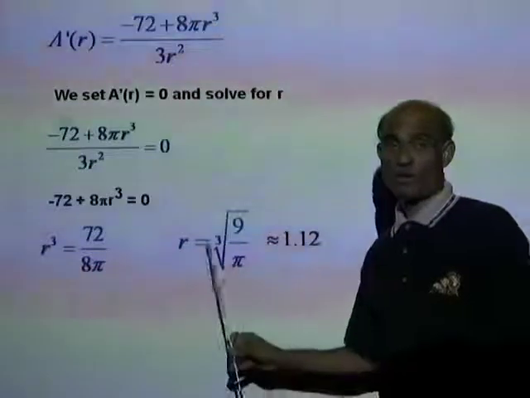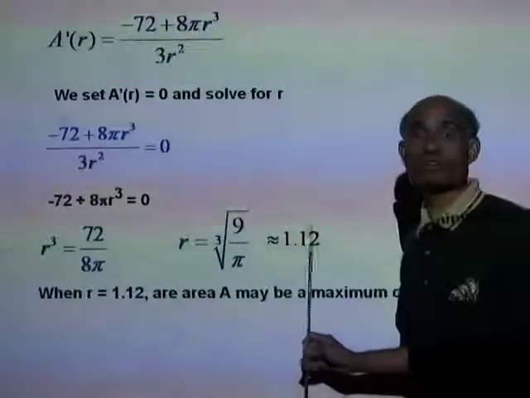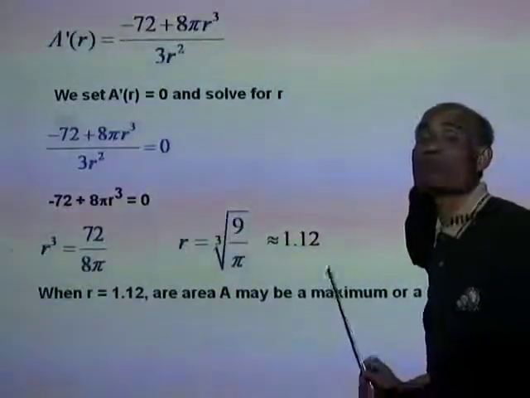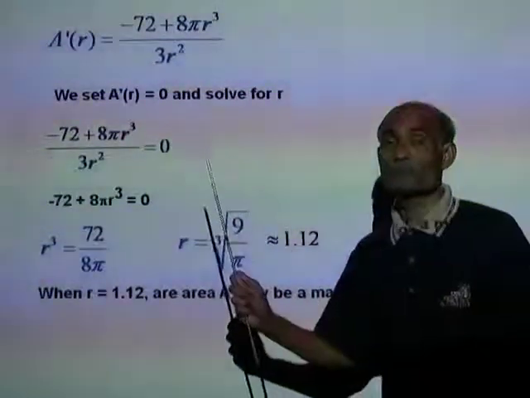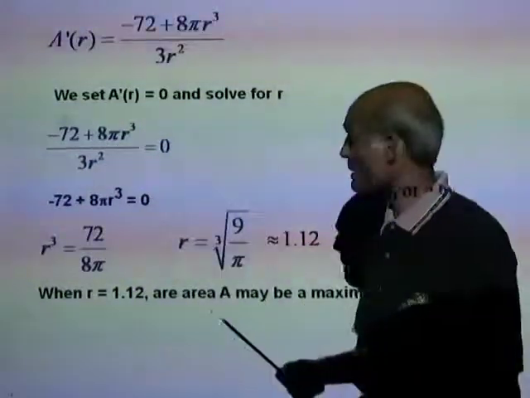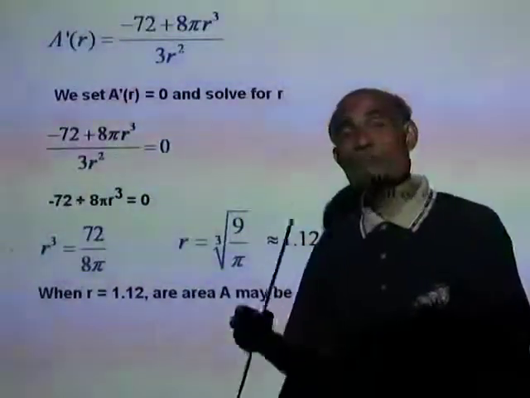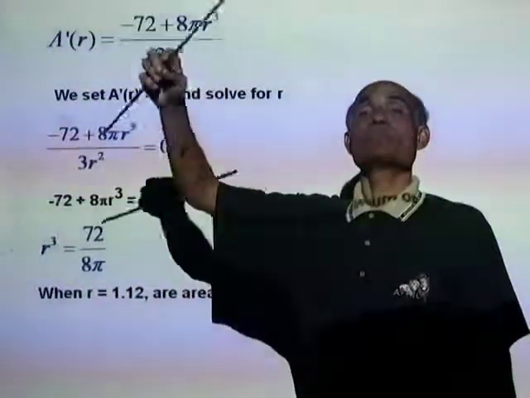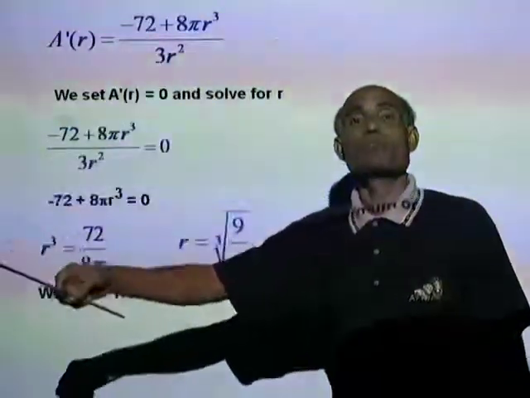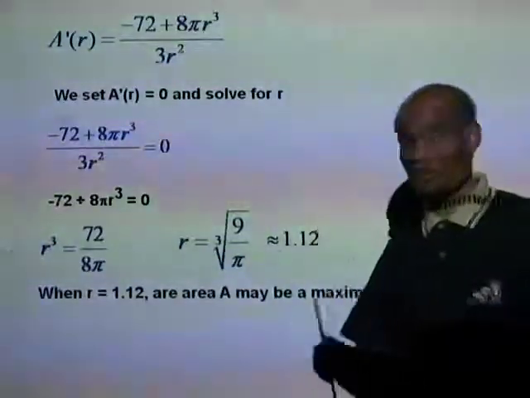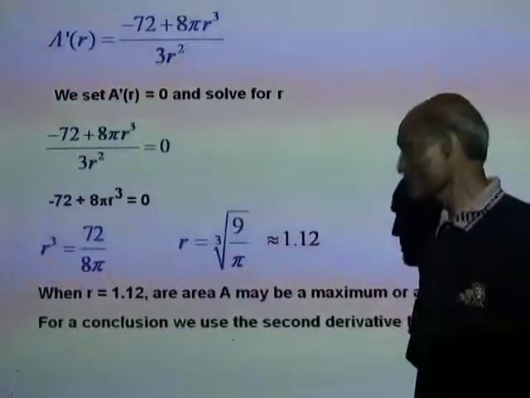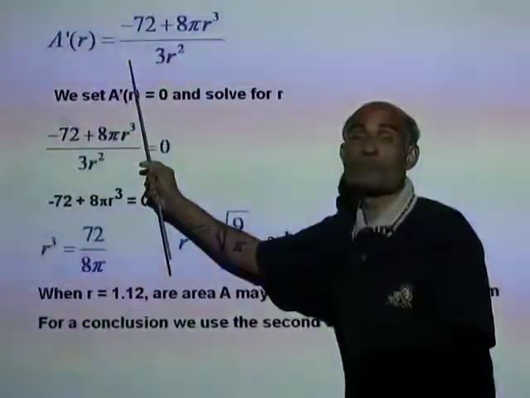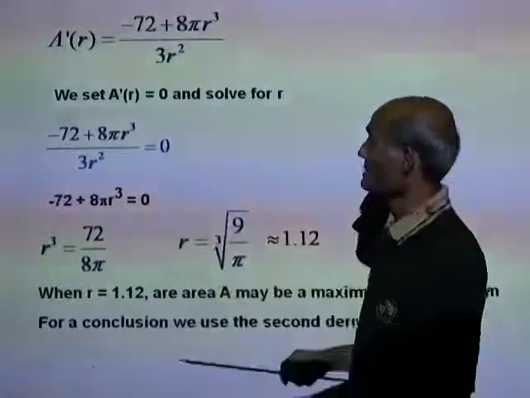So, for r equal to 1.12, the surface area will be a maximum or a minimum. What is the condition for a maximum or a minimum? For a maximum, the second derivative will be negative, and for a minimum, the second derivative will be positive. Is that right? So for a conclusion, we use the second derivative test. Now, this is the first derivative. Can you find the second derivative of that?